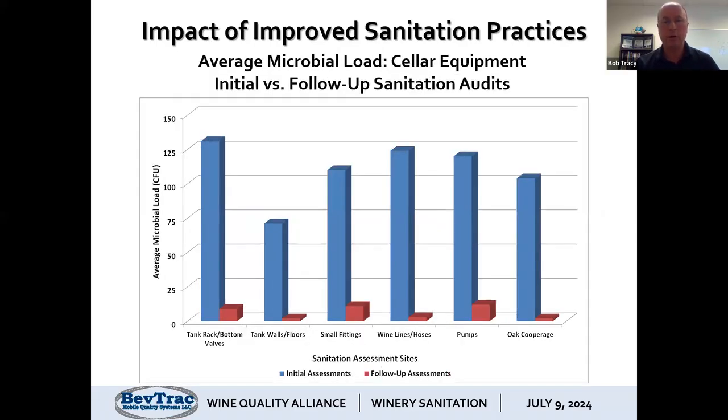This is for cellar equipment. Again, we have the average microbial load for the initial assessments, the blue bars, and then the red bars are for the follow-up assessments. So you can see for tank valves, tank walls and floors, small fittings, wine lines and hoses, pumps, oak cooperage, there's a significant drop in the microbial loads on this equipment during the follow-up sanitation audit, because they've improved their sanitation practices.